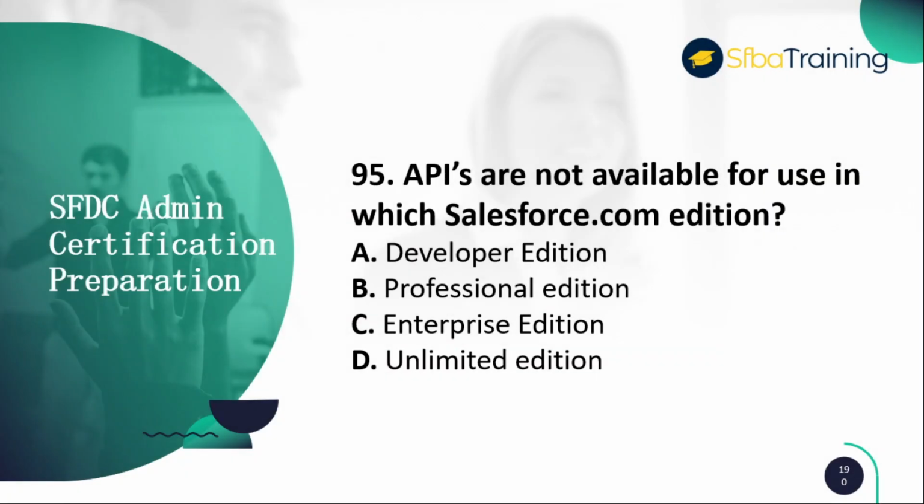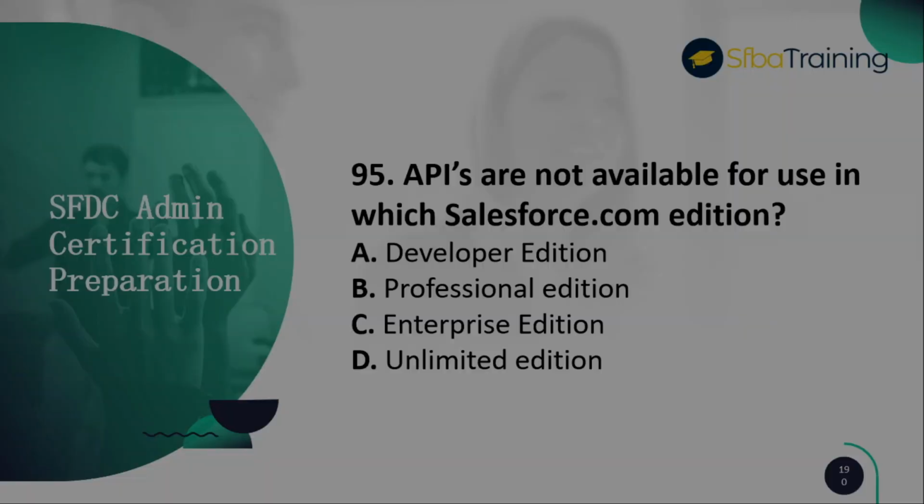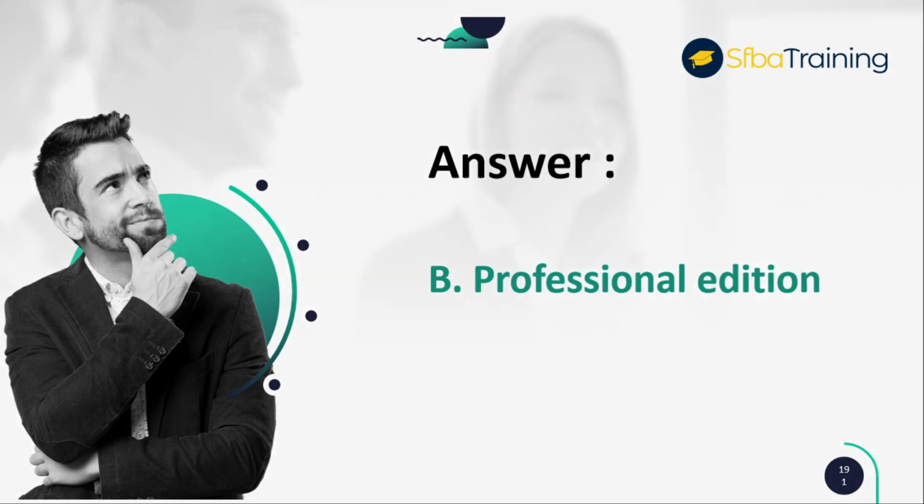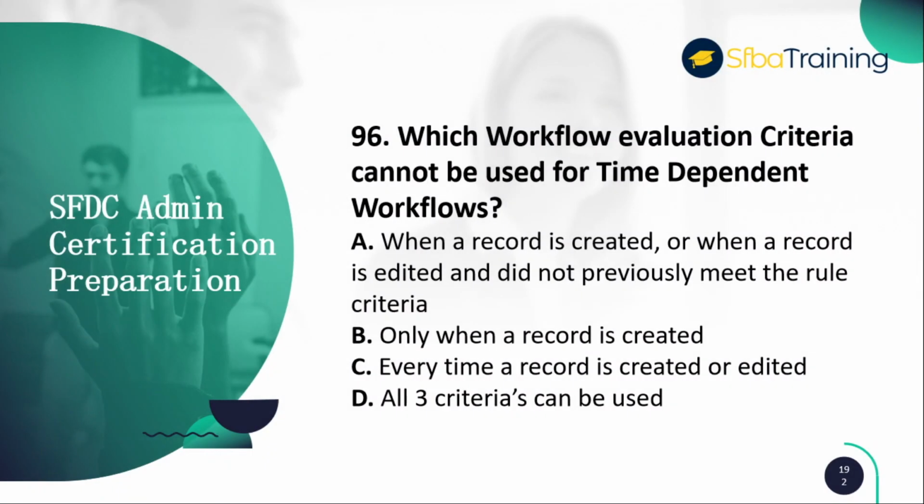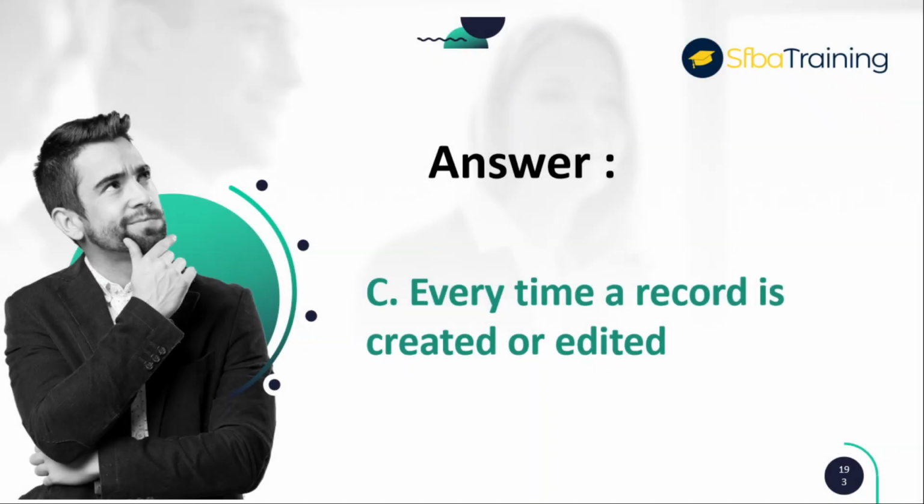Number 95. APIs are not available for use in which Salesforce.com edition? A, Developer Edition. B, Professional Edition. C, Enterprise Edition. D, Unlimited Edition. The answer is B, Professional Edition. Number 96. Which workflow evaluation criteria cannot be used for time-dependent workflows? A, when a record is created, or when a record is edited and did not previously meet the rule criteria. B, only when a record is created. C, every time a record is created or edited. D, all three criteria can be used. The answer is C, every time a record is created or edited.